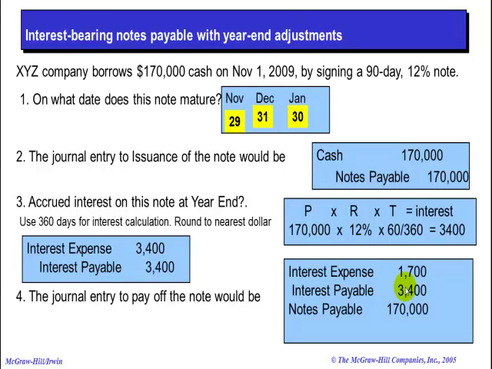and then the note principal itself of $170,000, all this equals a total amount of cash we're going to pay back of $175,100.